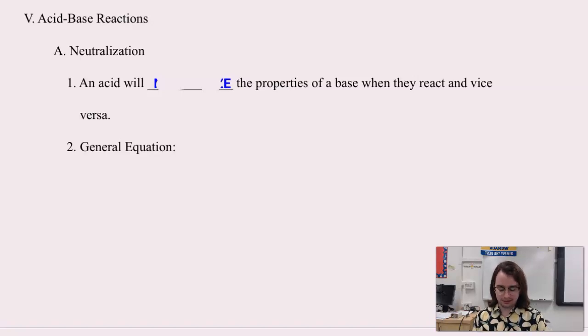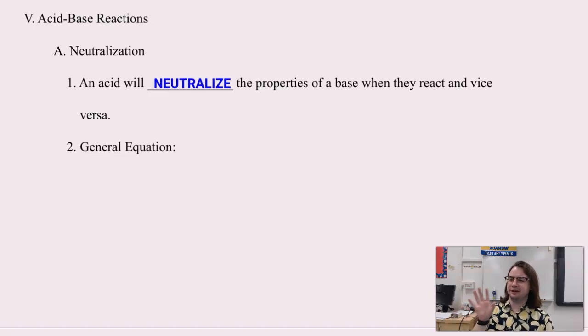Understand that when an acid and a base react, they neutralize each other. So the acid will neutralize the properties of the base, and a base will neutralize the properties of an acid. So this happens through the properties that both acids and bases have. And remember that acids are donating protons, whereas bases are accepting protons. Or, if you think about it through the lens of Arrhenius, acids are producing H plus in water, and bases are producing OH in water.